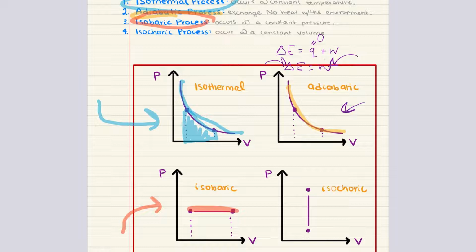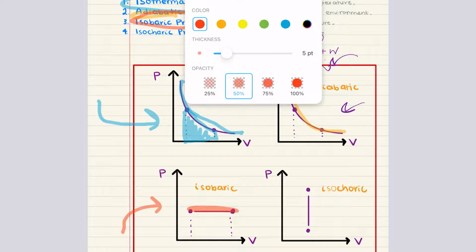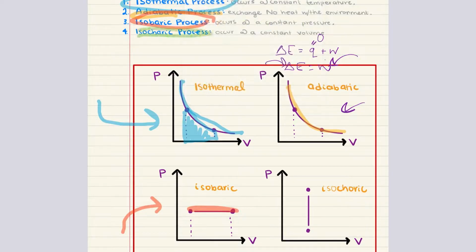So a typical example is heating a gas in a piston that allows the gas to expand or contract while maintaining constant pressure. The last and final process that we want to discuss is the isochoric process. An isochoric process occurs at constant volume, meaning no work is done by the system since the volume does not change. And that's because work is equal to minus P delta V. We're going to see why this is true.